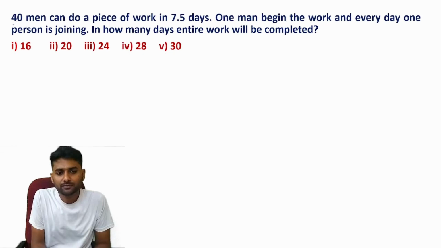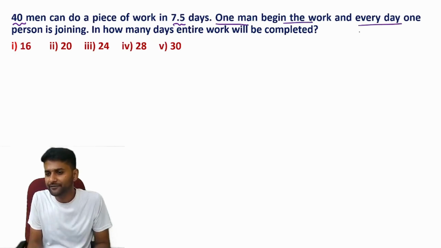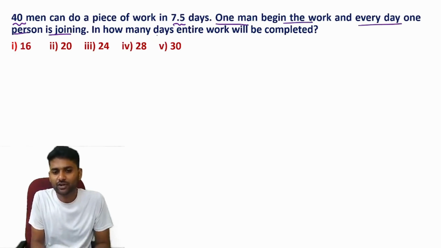Now let's go through this question. 40 men can do a piece of work in 7.5 days. One man joins the work every day, then one more person is joined. In how many days will the entire work be completed?